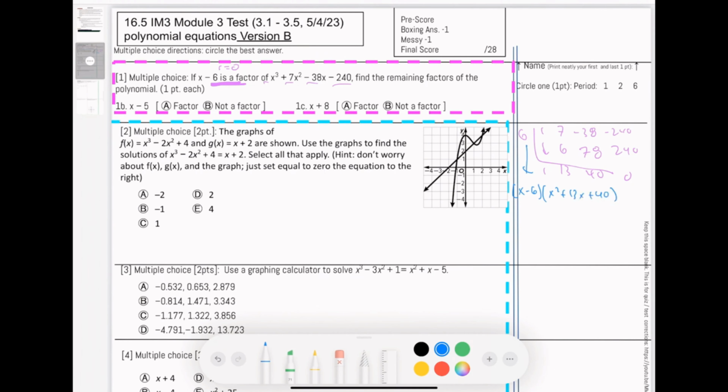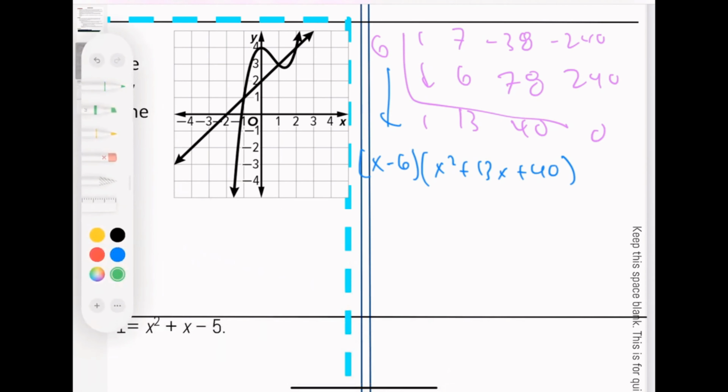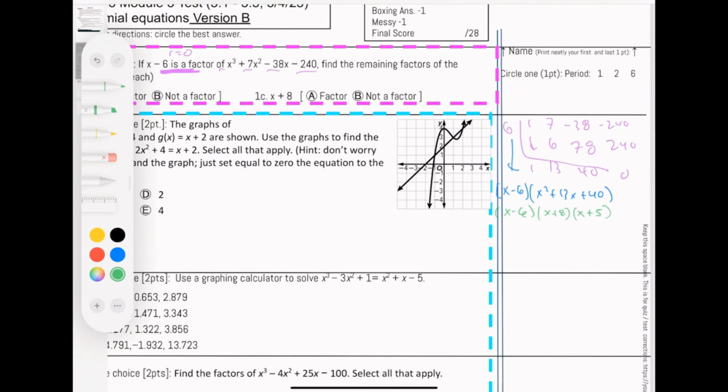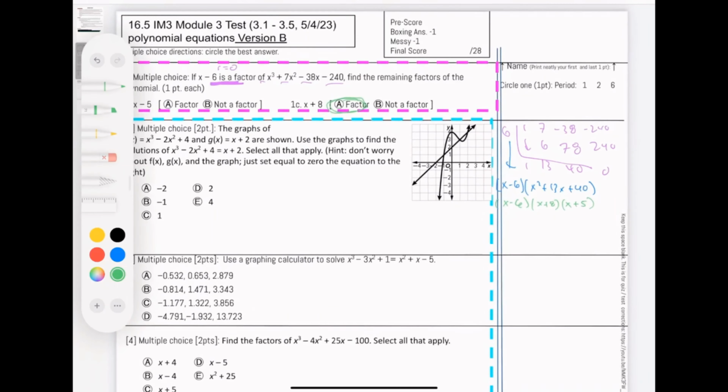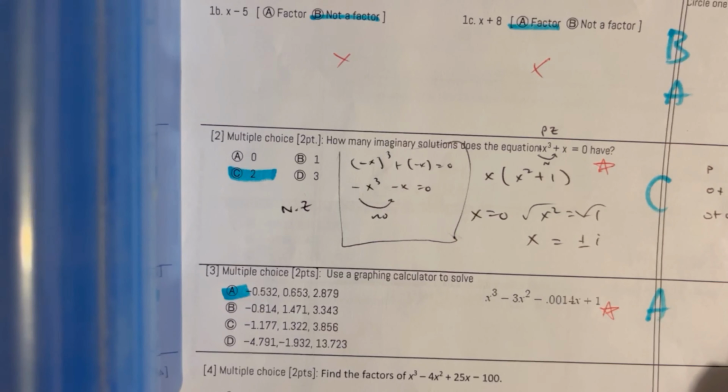The reason why we do synthetic is that we can get it to a quadratic, and it's something we know how to do, and I can probably just factor from here. Two numbers that multiply to be 40. I'm thinking 8 and 5. Okay, so is x plus 8 a factor? It is. And is x minus 8? No, it's not, because that one says a plus. Okay, let's go over this problem here.